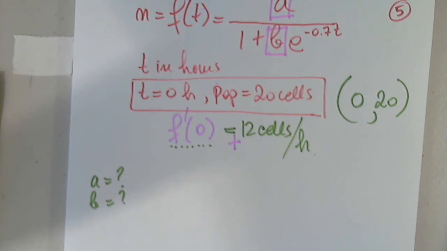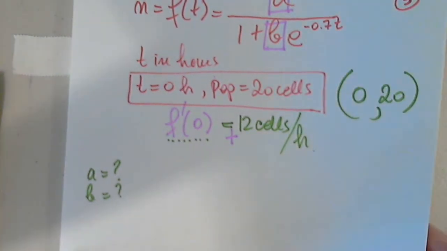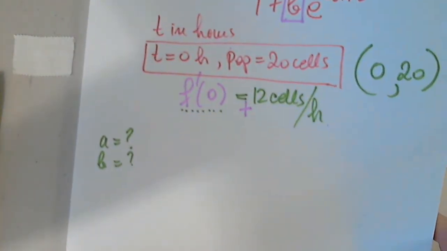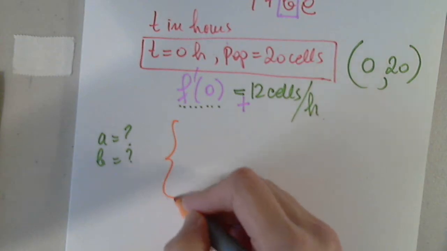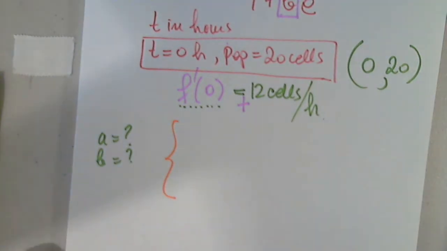How many unknowns do we have and how many equations do we need? You have 2 unknowns, that means we would need 2 equations. Great job. So can anyone give us the first equation? f of t equals a over 1 plus b e to the negative 0.7t.